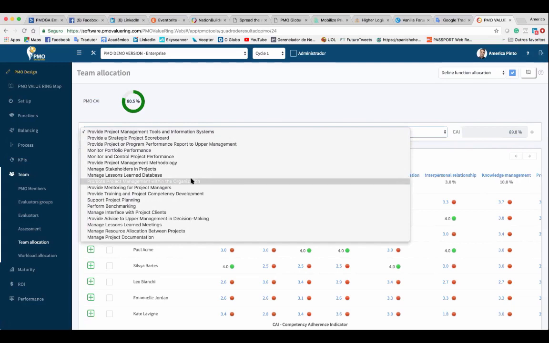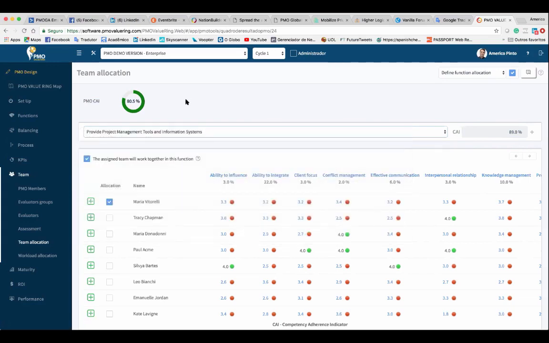And again, I told you that when we change the function, the competences will be the same. We have 10 competences, but the relevance of each competence, these numbers here, will be different from function to function, because there are some competences that are more important than others, depending on the function that you are analyzing.